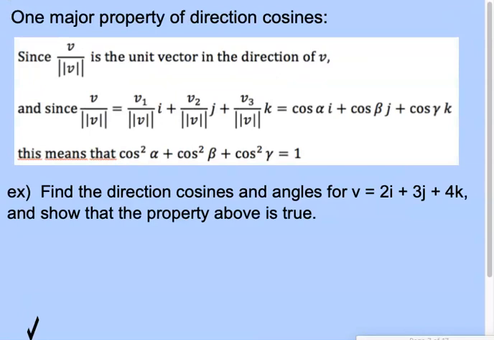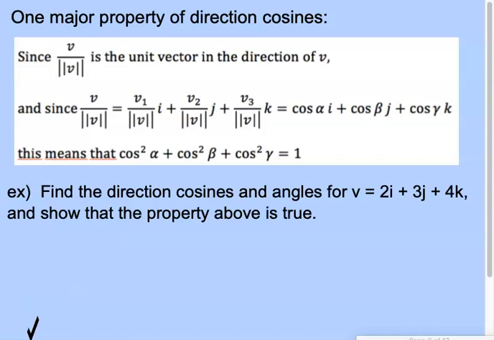All right. One major property of direction cosines is that if you square each of them and add them together, you get 1. The reason for that is that any vector over its magnitude is a unit vector. Since the vector over its magnitude is equal to the sum of each direction cosine times the i, j, and k vectors, this whole thing equals 1. We don't use this property very much. It's just kind of cute. I don't remember using it, but it's a handy little thing.